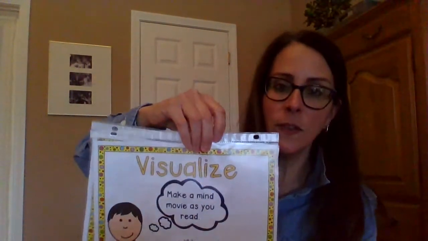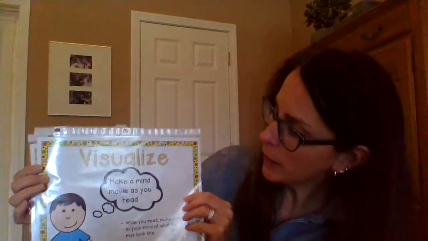So we are going to think before we start reading about a question we have about the book, and then as we go along, I want you to ask questions. And trust me, you'll have questions as I'm reading this story to you. The other strategy we're going to work on is visualizing. And this is where you make a mind movie as you read.